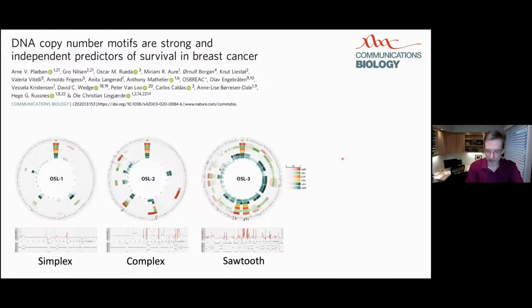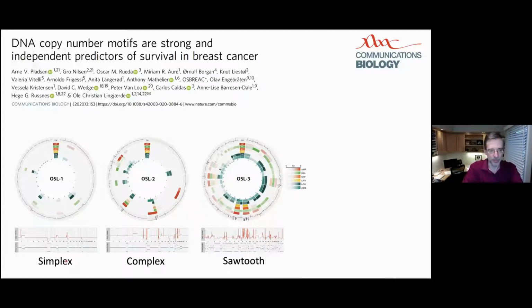Now, many have actually then translated these DNA structural rearrangements into understanding the biology of breast cancer. And I just highlight one paper that actually came out this year where they looked at DNA copy number motifs, i.e. how each of those DNA copy number structures look, and found that they were strong and independent predictors of survival in breast cancer. So here's just an example from one of the figures, 3 different types of rearrangements they see. And these 3 types of rearrangements have been reported before.